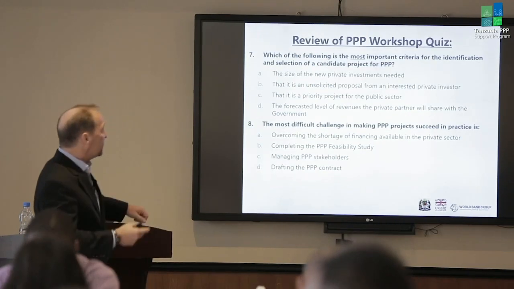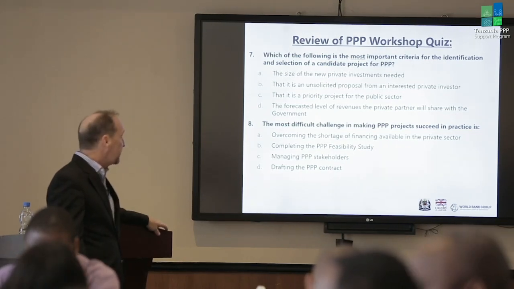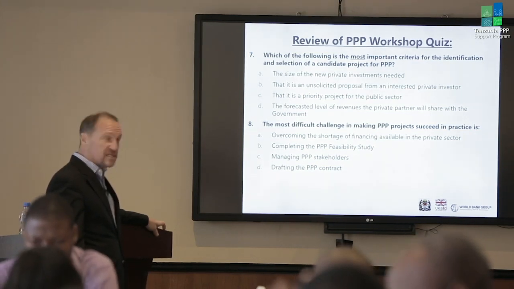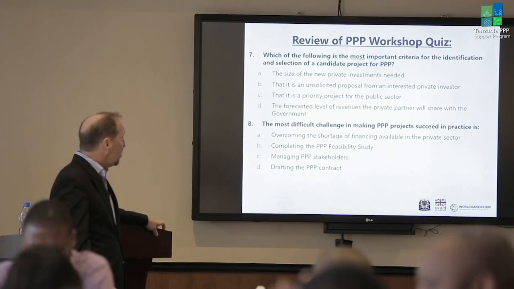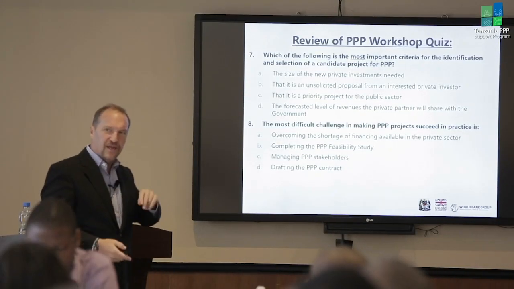All right, number 7, which of the following is the most important criteria for the identification and selection of a candidate PPP project? Is it A, the size of the new private investments needed? Is it B, that it's an unsolicited proposal from an interested private investor? Is it C, that it's a priority project for the public sector? Or is it D, the forecasted level of revenues the private partner will share with government? C. C, correct again. All right. Tell you what, don't answer quite so quickly. Let the other folks guess here a little bit. I'll ask you later. You have to just give them a chance first.